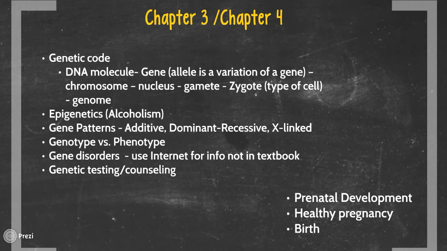Additive means they are combined. So that would be something like hair color. If mom has black hair, dad has blonde hair, and then baby has somewhere in between, a medium kind of brownish hair, that's additive because the 2 genes kind of mush together to make somewhere in the middle.